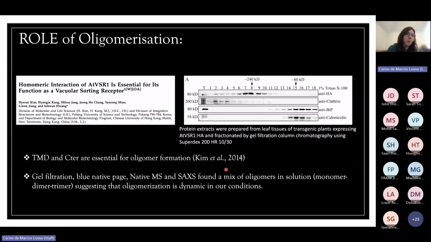And the last one is the oligomerization. Sorry, I'm a little bit late.